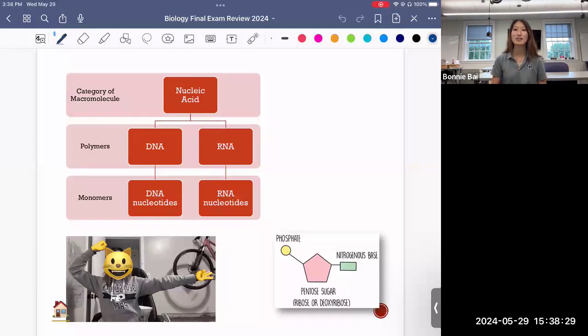But either way, they have a very similar structure of a sugar in the middle, a phosphate group on the side as a little circle, and then we have a nitrogenous base. So for DNA, the sugar will be deoxyribose, and for RNA, the sugar will be ribose, as you can see over here. Over here is the phosphate group, and we have the nitrogenous base right here. So you can remember it like this. That is one nucleotide. That is the monomer. You will put together a whole lot of these monomers to make an actual DNA or RNA.